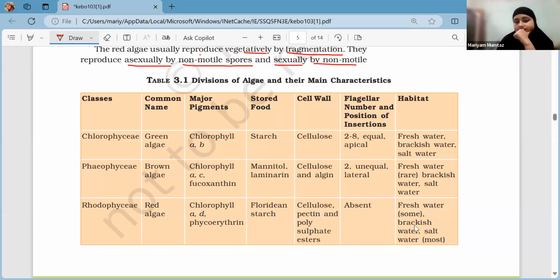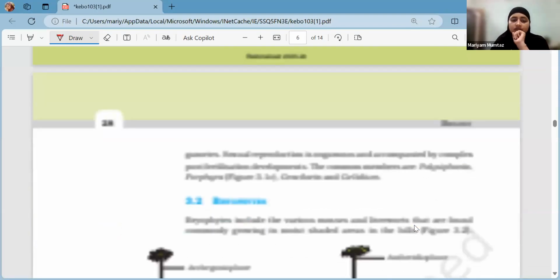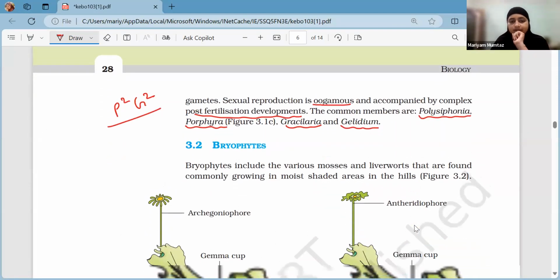Any doubts? Okay, see, the cell wall thing that has not been mentioned in the text. The cell wall has cellulose, pectin, and polysulfate esters, some of these extra compounds that are present in the red algae. Clear? So we are done with the algae. Now let's move on to the next one, that is bryophytes.